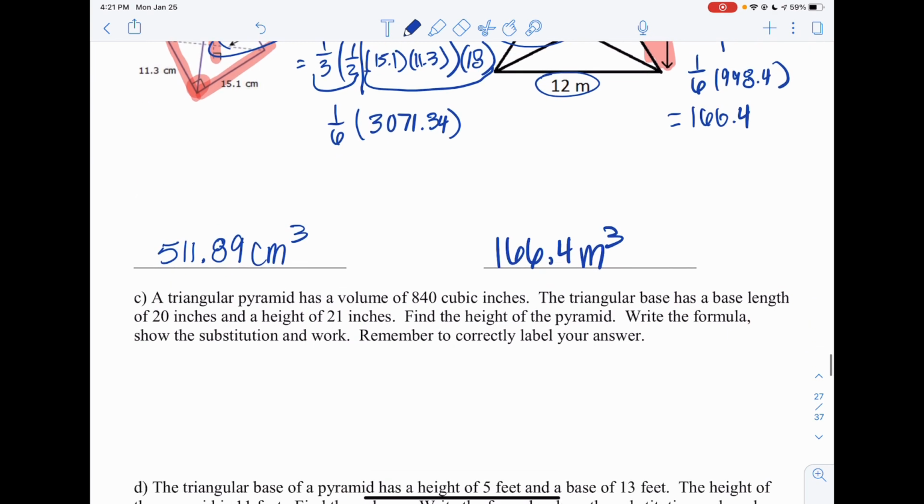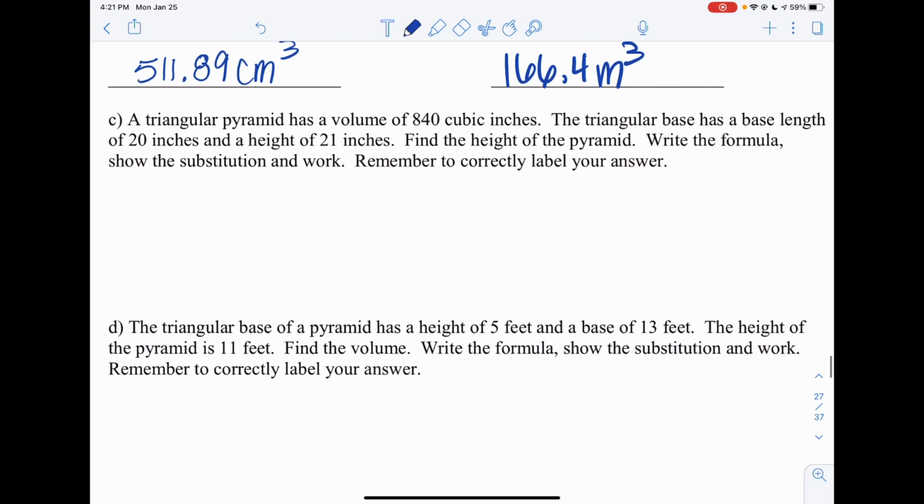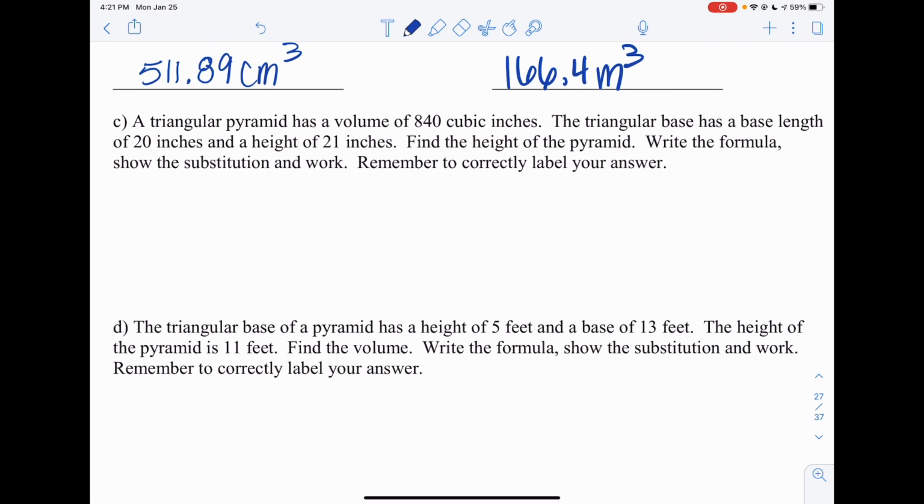Awesome. And moving on to our application story problem. So I have C: a triangular pyramid has a volume of 840 cubic inches. The triangular base has a base length of 20 inches and a height of 21 inches. Find the height of the pyramid, write the formula, show the substitution, and work. Remember to correctly label your answer.